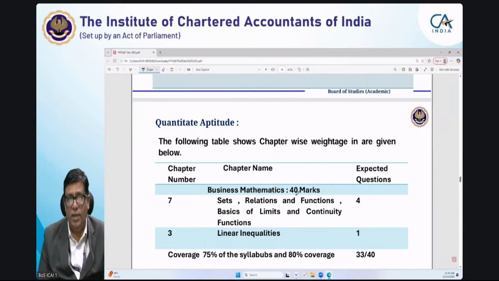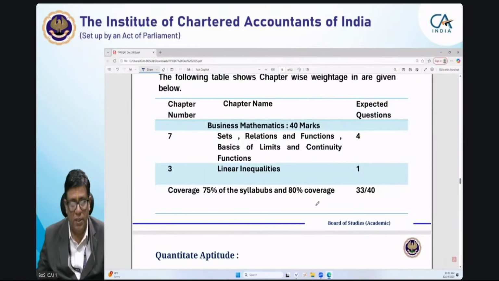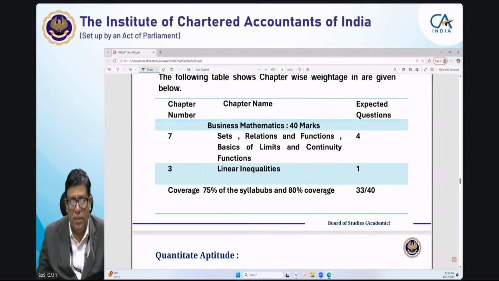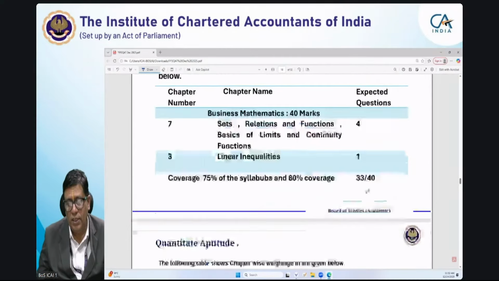And linear inequality, one or two questions. Linear inequality is very important and easy to understand. Questions related to maximum or minimum: when it is a maximum, there is a less than symbol, and for a minimum, a greater than symbol. When you thoroughly understand the question, you can understand how the constraints are formed. Coverage is 75% of the syllabus and 80% of the marks, that is 33 by 40.